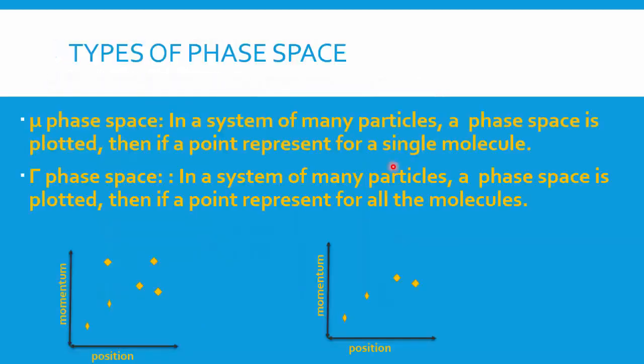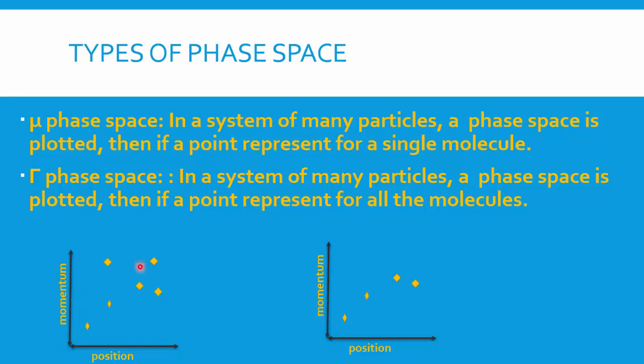Coming back to the types of phase space, there are basically two types of phase space. One is called the mu phase space, another is called the gamma phase space. Now what is phase space? Phase space is basically a graph or a plot between position and momentum. So when a particle is in motion, for every motion, just for your understanding, you just consider one dimension.